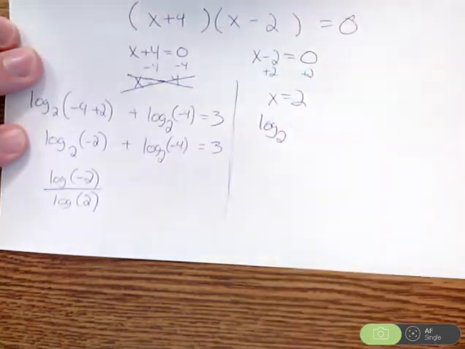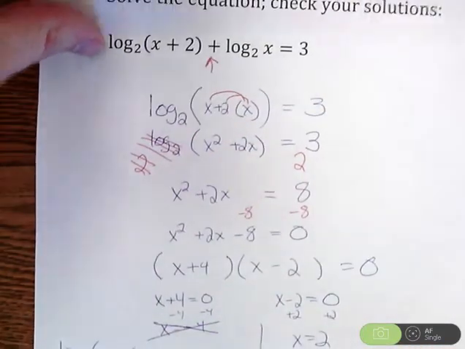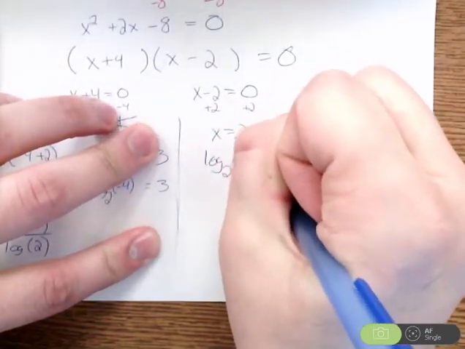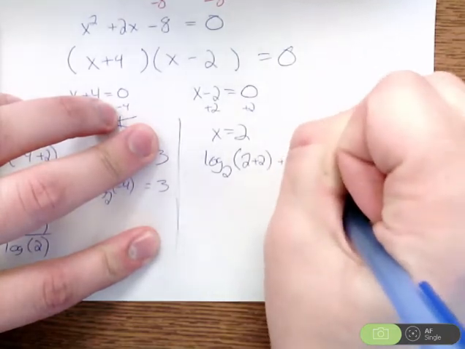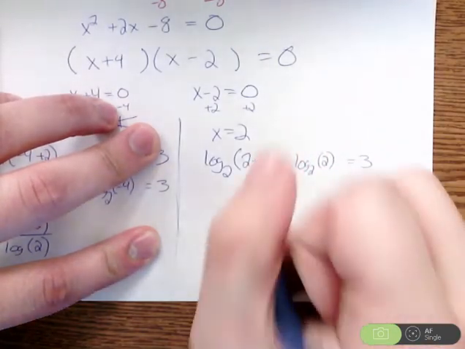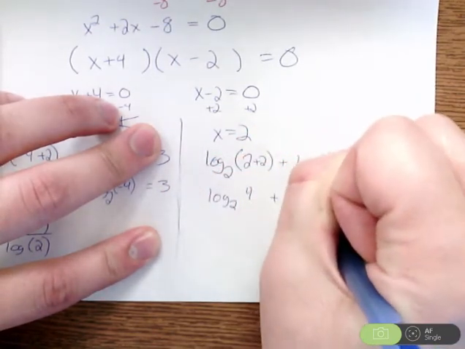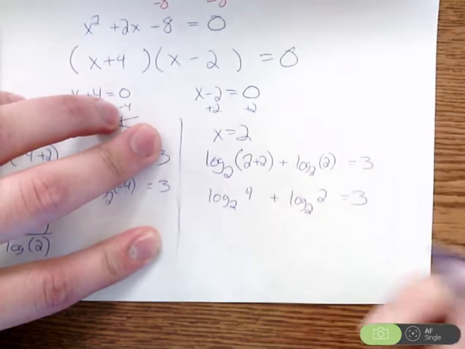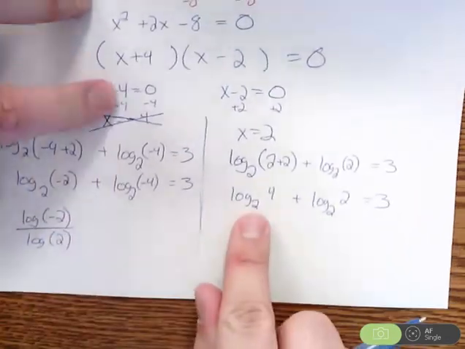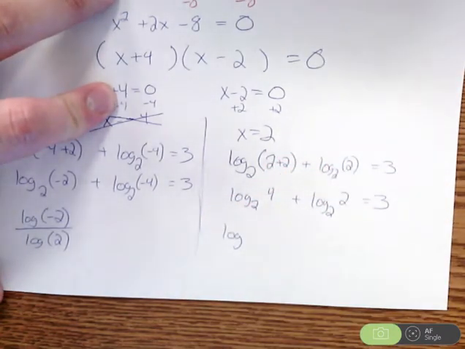So I'm going to still have log base 2. I'm just plugging 2 back into my original equation, substituting in for x. So log base 2 of 2 plus 2 plus log base 2 of 2 equals 3. So that's log base 2 of 4 plus log base 2 of 2 equals 3. So I'm kind of in the same predicament as last time. I would again try and find what those equivalents are.